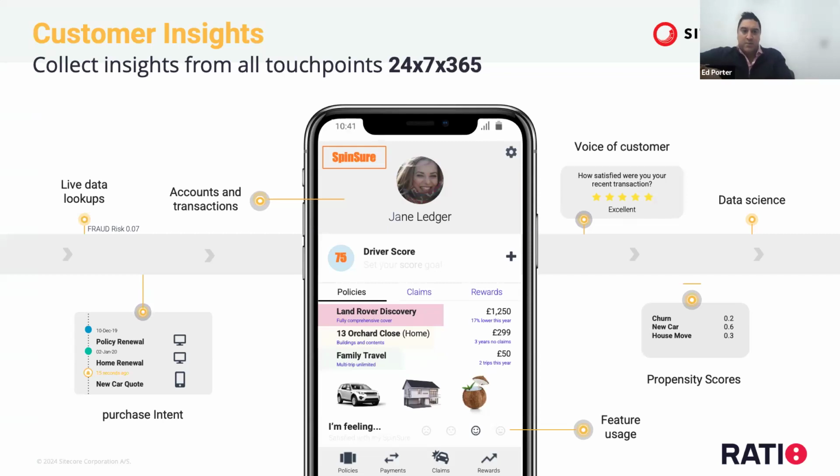As you can see in this example, I've got a policy renewal coming up, but actually I've been playing around looking at a new car quote. So if I call up the call center, it'd be pretty cool if we could have that conversation. And at the same time, there's a low churn risk, so I'm happy. That's where we can start bringing in the data science and making it real. But we're really collecting insights all the time from all of the digital touch points, and then just keeping that on the profile, keeping it real and keeping it contextual. Next slide.